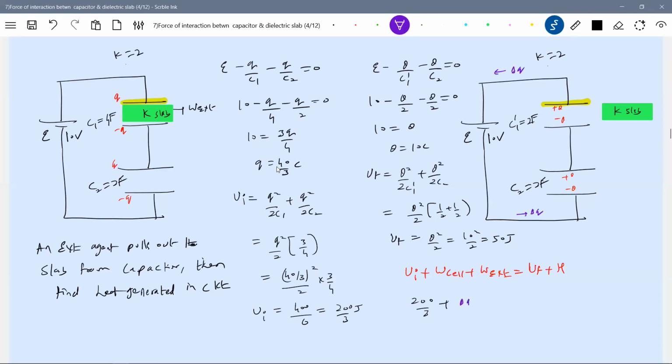Now delta Q into E. Positive charge entered a cell, so therefore I'll put negative. So how do you calculate delta Q? Charge left, no? Charge left should be negative. How to calculate delta Q?